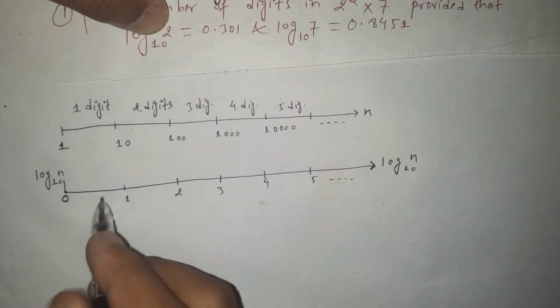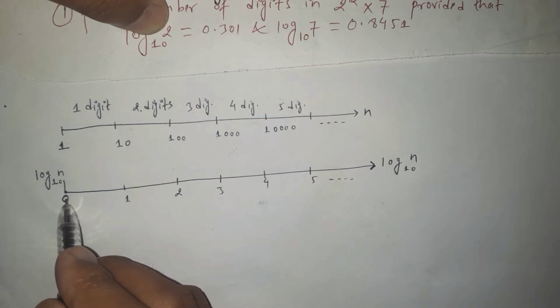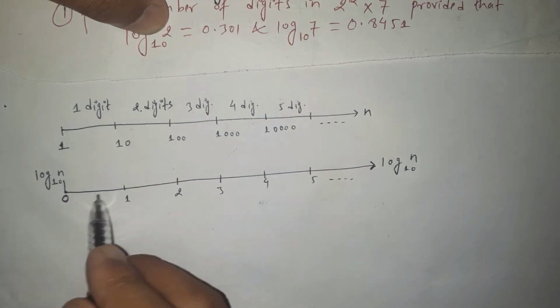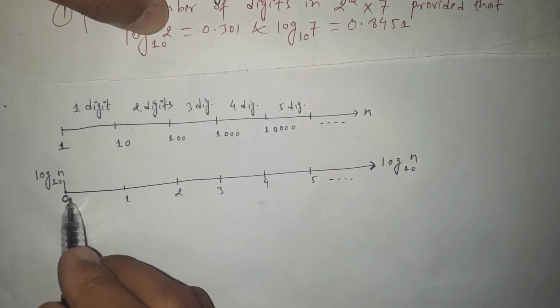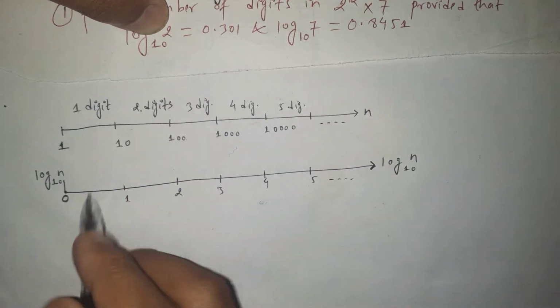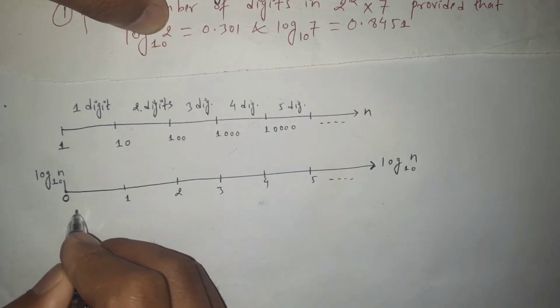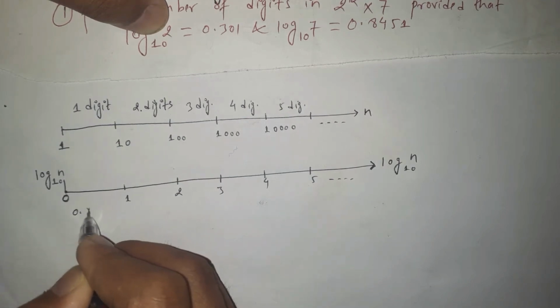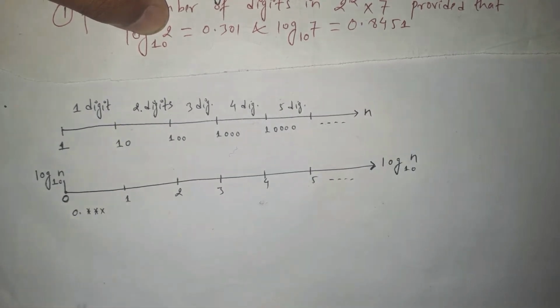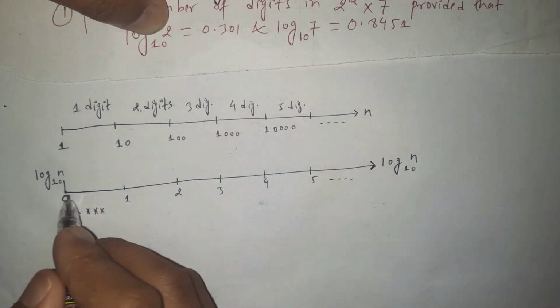If the logarithmic value lies between 0 and 1, then the numbers will be in the format 0 point something. In this format, 0 point something, the number lies in this interval.